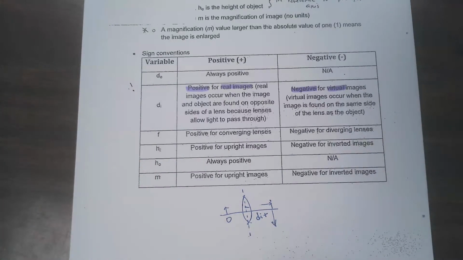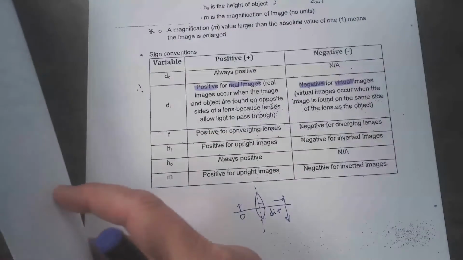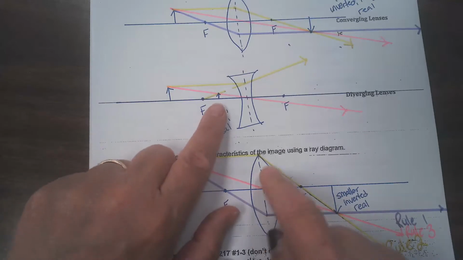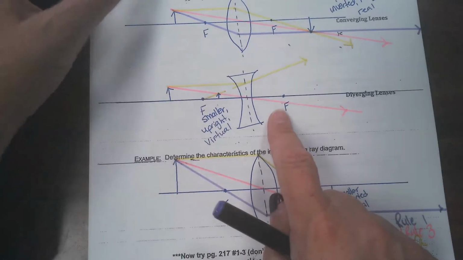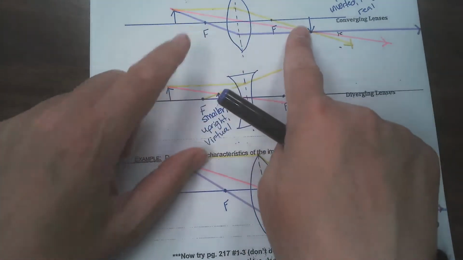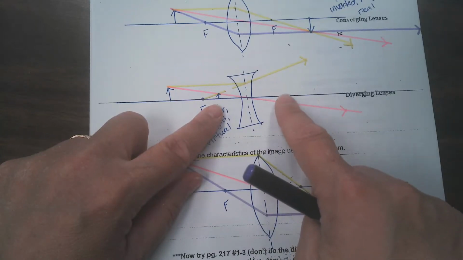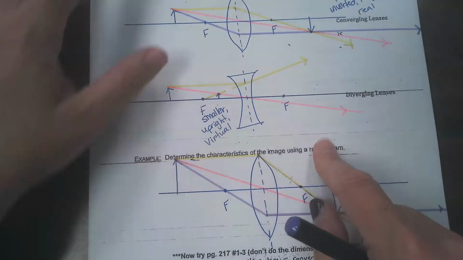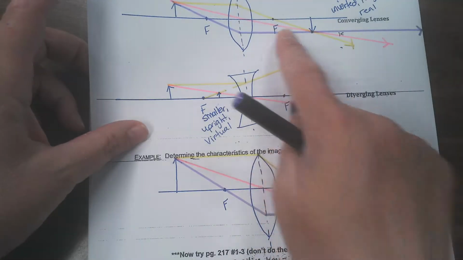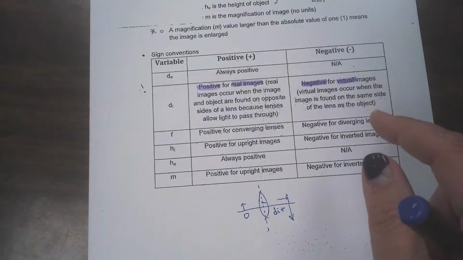F, if it's a converging lens, it's positive. If it's a diverging lens, it's negative. We saw that back here where we did this part here. We can see that with the focal points, if it's positive, all the lines are going to go through it. But if it's negative, there's a point that's being missed, so it's not going through. This is a diverging lens with a negative F, and it's a converging lens with a positive F.